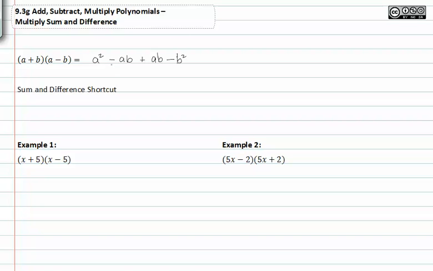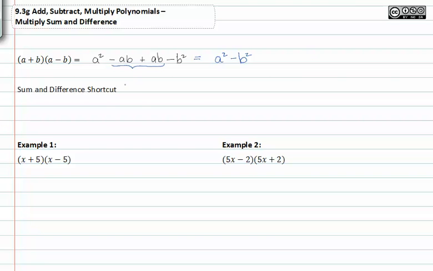Notice that if we add negative AB and positive AB together, they add to 0, and we're left with something like this, A squared minus B squared. This will be true for any two binomials that are identical except for the sign of the second term.